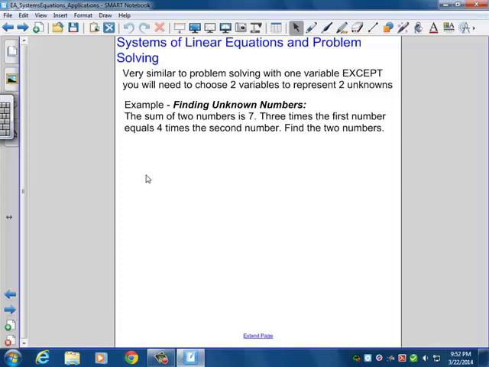So in this case, I want to find two unknown numbers, and I'm given that the sum of the two numbers is 7, and 3 times the first number equals 4 times the second number, and I want to find the two numbers. So sometimes, the first thing we need to be working on is, well, reread the problem so that you make sure that you're not rushing through it. So I'll just pause briefly here and give you a chance to reread it again.